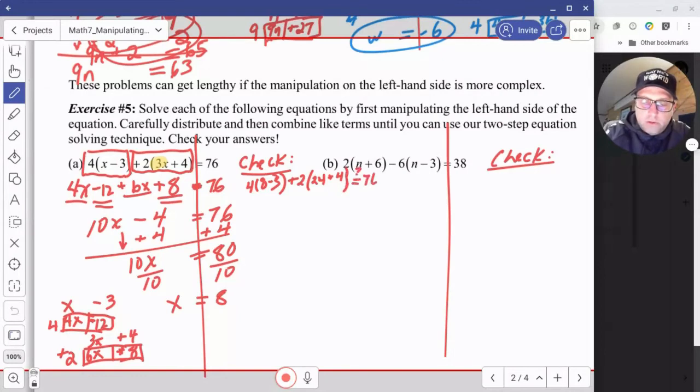Okay, question mark equals 76. All right, I told you this is a really, really tight space. Here we go, inside out. We've got to go inside out with PEMDAS.